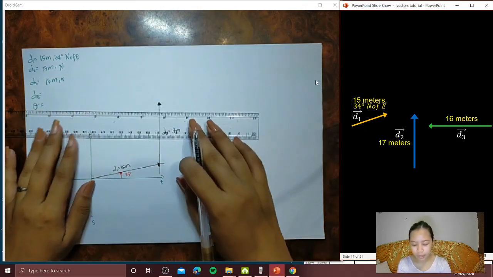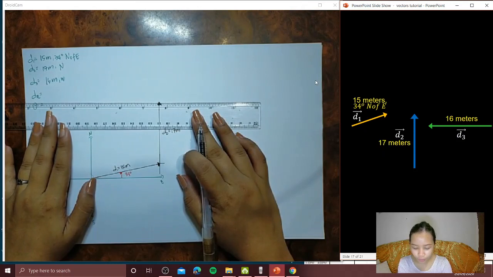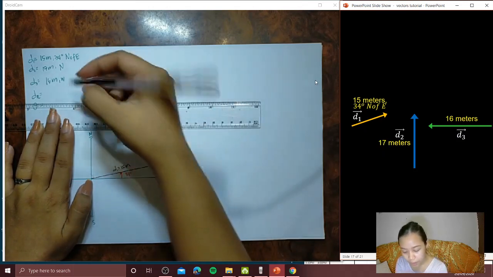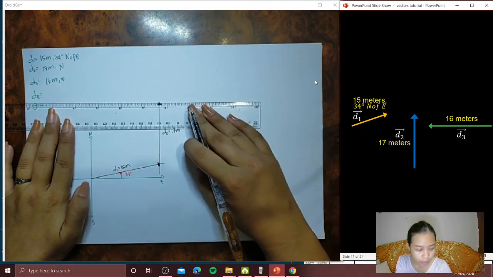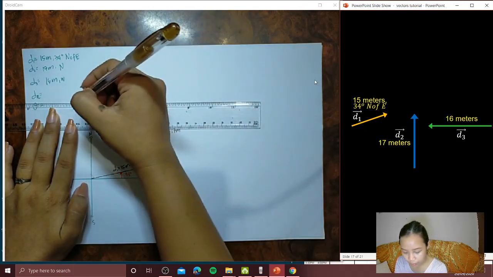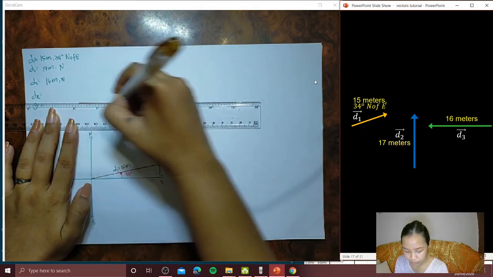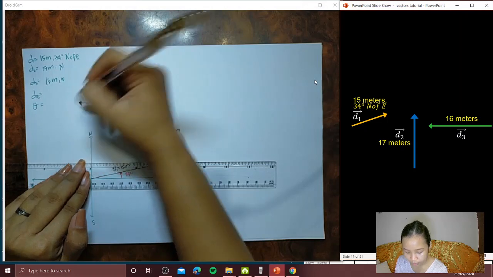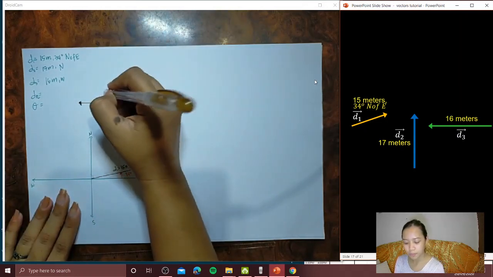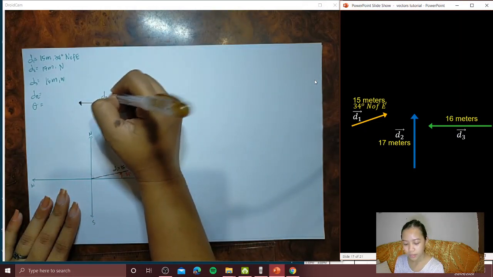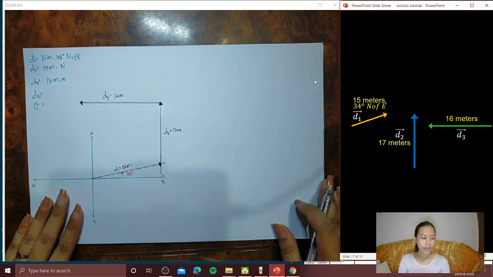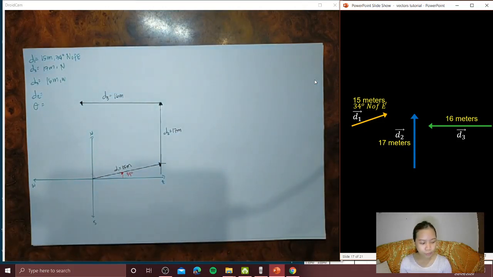Next, let us have here our third vector. See, third vector, this is quite longer than our first vector, because this is 16 meters. But then, iya nga direction is directed west. Okay, so ayun. This is for our D sub 3. This is 16 meters. Ayan, so there we have our three vectors.